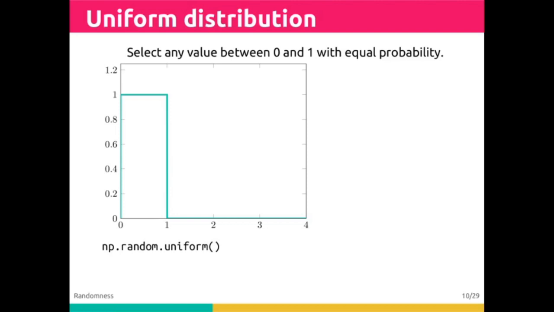Uniform distributions describe the randomness of probability. For instance, if we're saying that there's a 50% chance of something occurring, or a 5% chance, or a 6.7% chance.